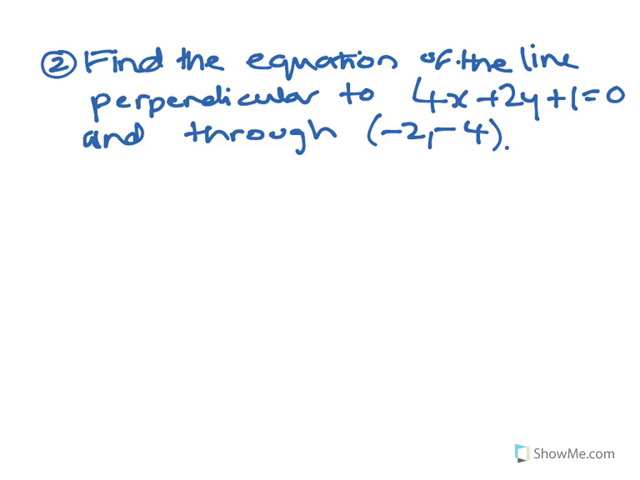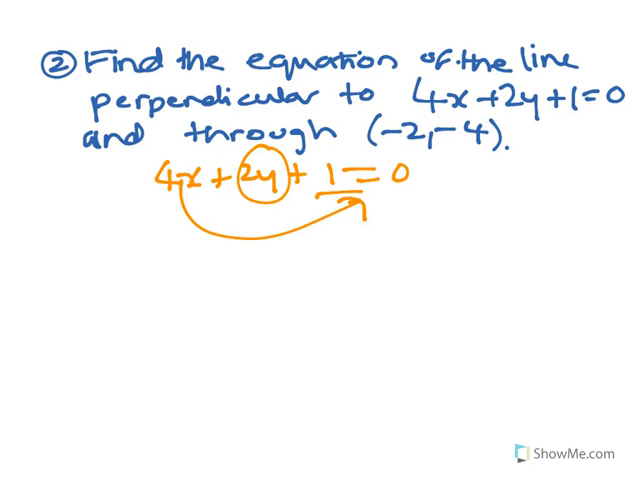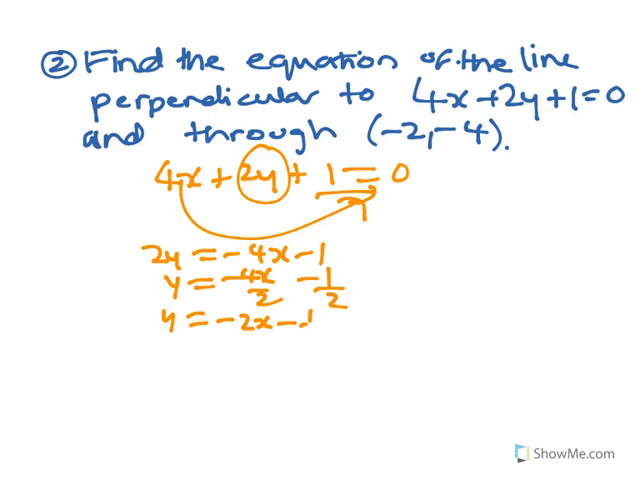Okay, and a second example, 4x plus 2y plus 1 is 0. First step, move everything to the other side, because that's a positive 2y. And I get the gradient of this line, minus 4x on 2, minus 1 on 2, minus 2x minus a half. So the gradient of this line is minus 2. The gradient of the line perpendicular would be a half.